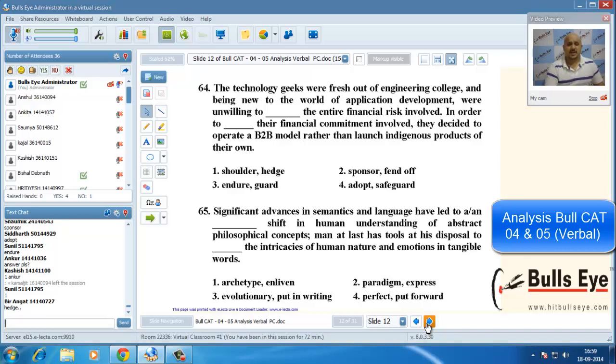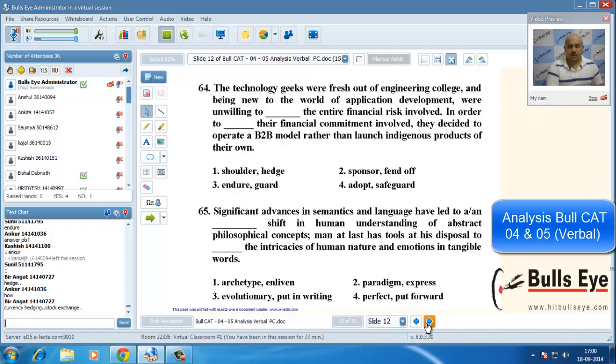Safeguard their financial commitment: hedge or guard. This is where the meaning of hedge comes into the picture. What does hedge mean? It means to reduce your risk. Take up business practices which help you reduce risk. So in the given context of businesses, B2B model, etc., the best fit is hedge. So this is a difficult question where you should know the meaning and usage of the word hedge. Otherwise, you will struggle with this particular question. You should be clear that hedge means to minimize risks in business. As soon as you know that, you would all of a sudden know that option number one is the best fit.